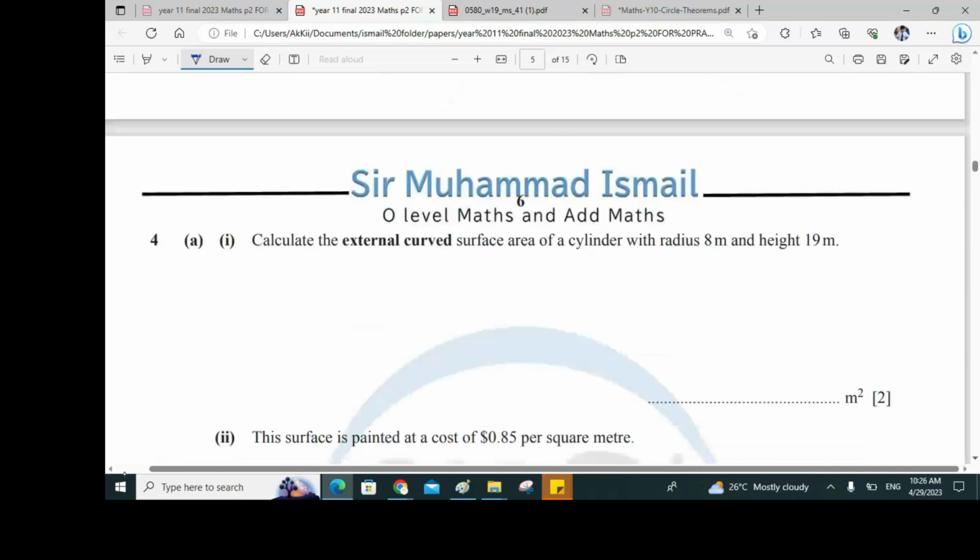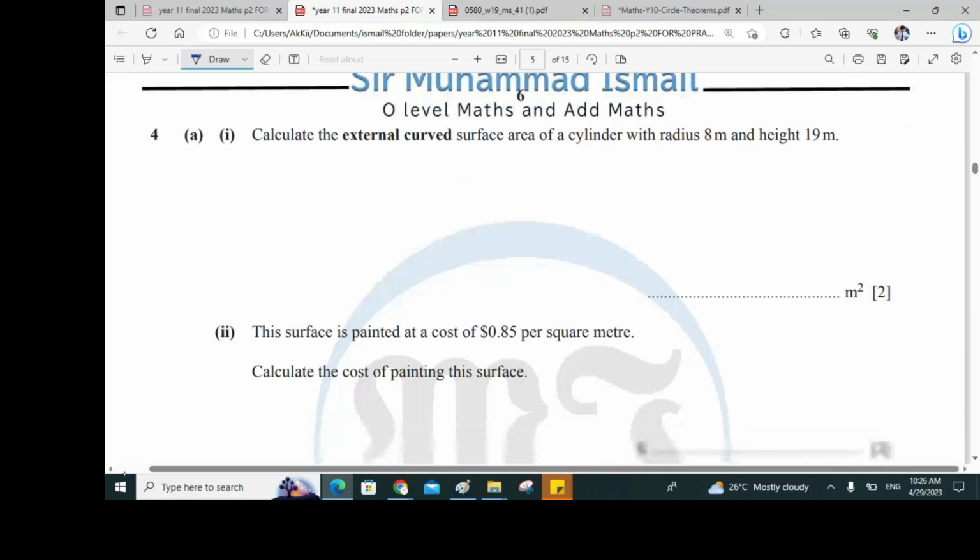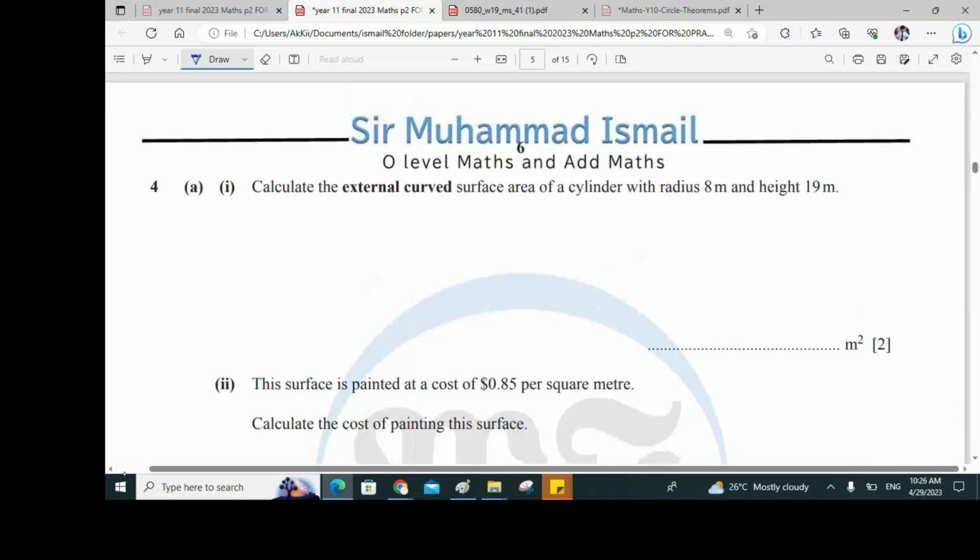Okay, let us continue to this question. Now calculate the external curved surface. Calculate the external surface area, curved surface area of a cylinder with radius 8 meter and height 19 meter.